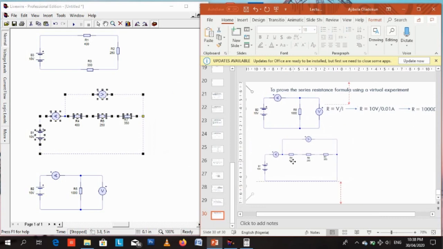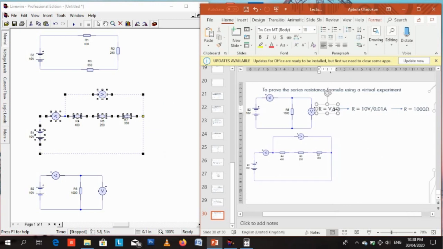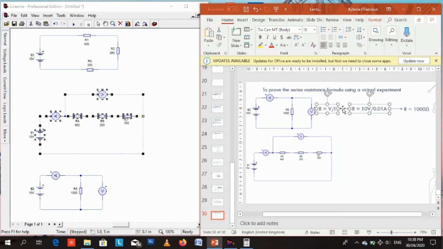So you can see here that we've connected a voltmeter across the 3 resistors in series and an ammeter to measure current through them. So we use the same formula, R equals V over I, which is obtained from Ohm's law. R equals V over I.